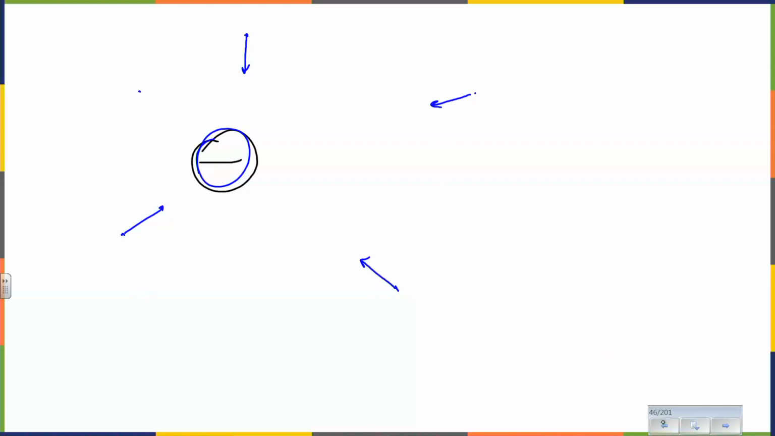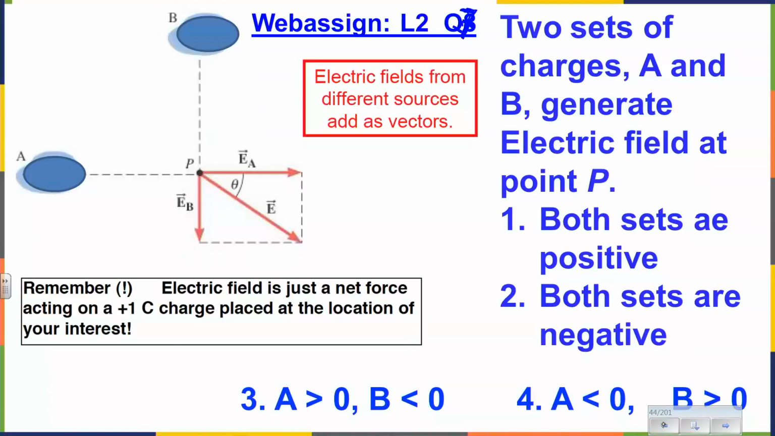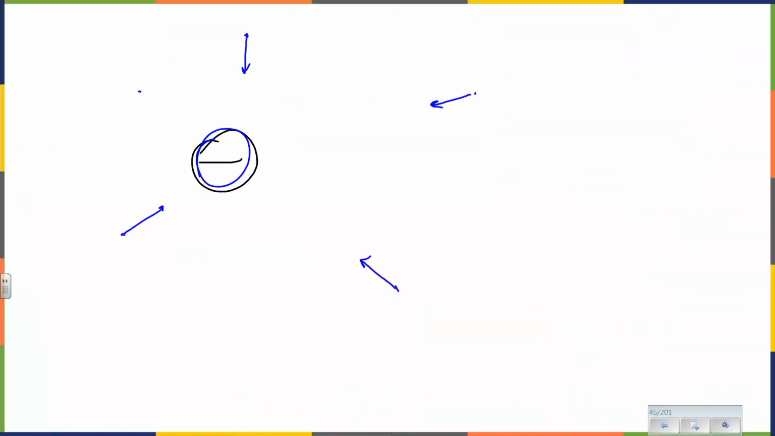And if we look at the picture, this points away from B, this points away from A. Away means positive, so of course in this situation they should be positive.